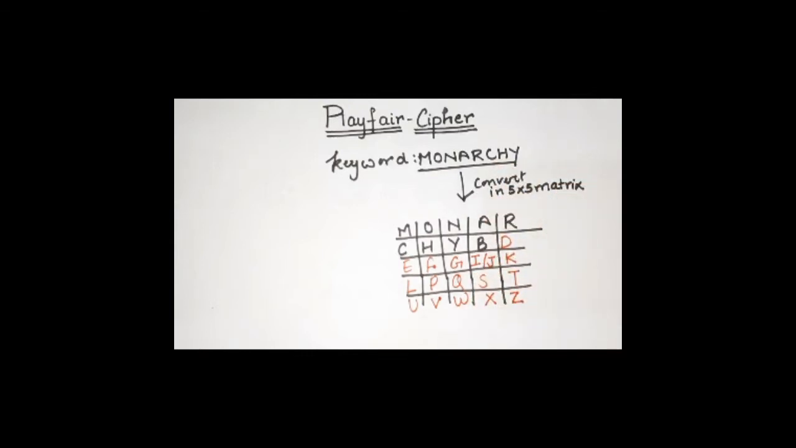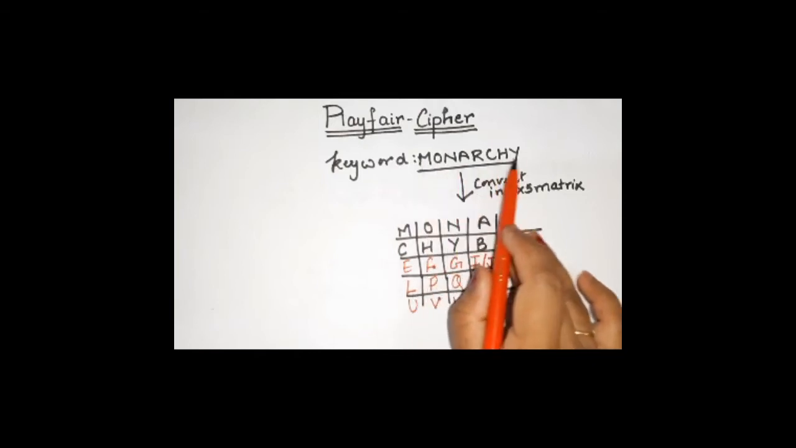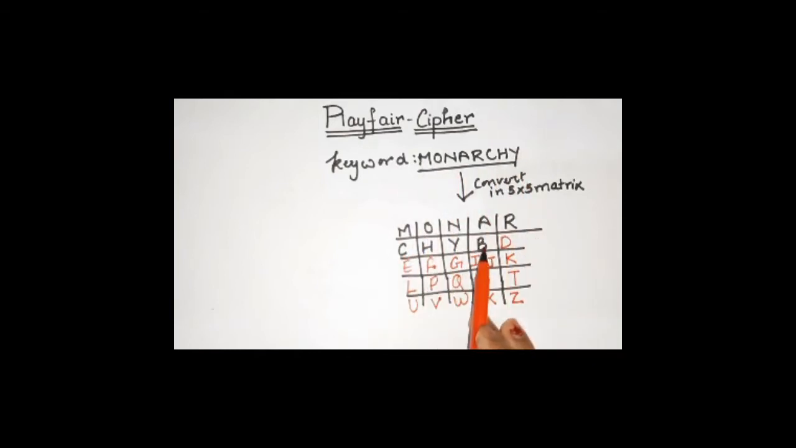Any doubt, class? Okay. So this is the method that you can use for any keyword. What you have to do is, you have to write first all the alphabets of the keyword in the matrix and then start writing the rest of the left out letters according to the alphabetical order in the matrix.